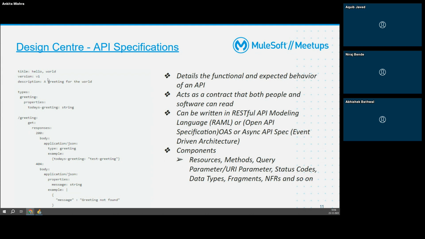So all these things can be defined in our API specifications. Along with that, you can define the data type of your API, like the format in which you want your output to be received. You can use non-functional requirements also; apart from functional requirements, non-functional requirements are also important. For example, security can also be implemented, or at least it can be written in the API specification. And along with that, you can also create fragments. A fragment is nothing but a piece of code that can be reutilized in any other API specification.